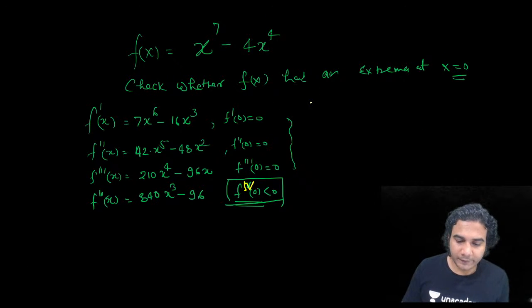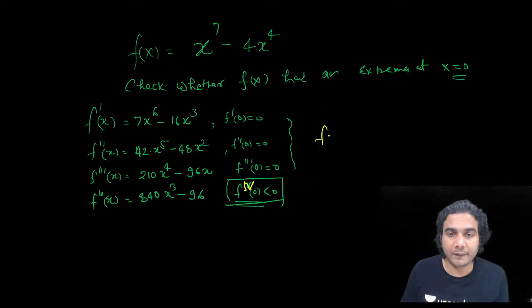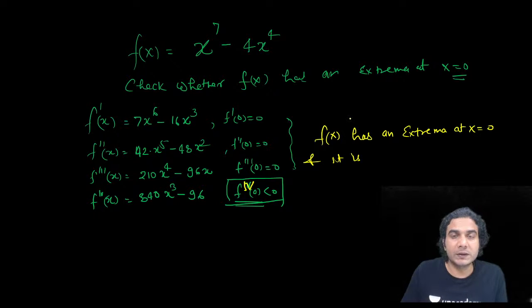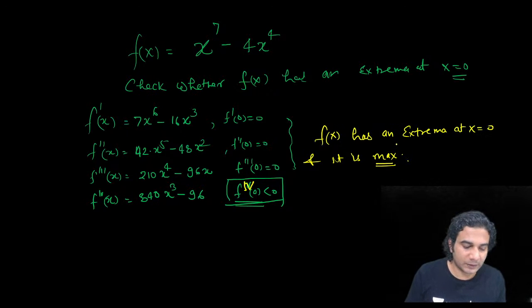Because the fourth order derivative is the first derivative which is non-zero, and f fourth dash is negative, f(x) has an extrema at x = 0. And which extrema is it, maxima or minima? Because f fourth dash is less than 0, it is maxima, local maxima. So this is a point of local maxima. I hope you have got it.